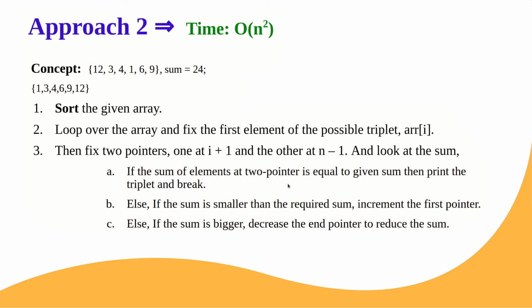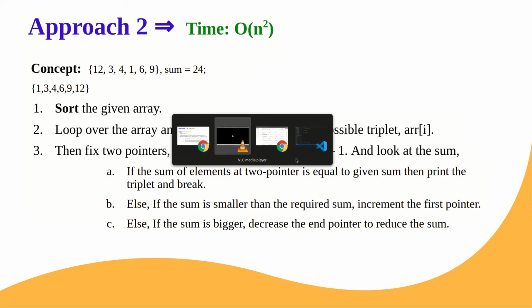As you can see, we have solved this problem in order of n square. Why n square? Because we are just making use of two loops: one to fix the first element, and the other to iterate over the next possible pairs. Because of sorting, we can conclude whether to move left or right as per the given conditions. Let's come to the coding section where this can be made clearer.